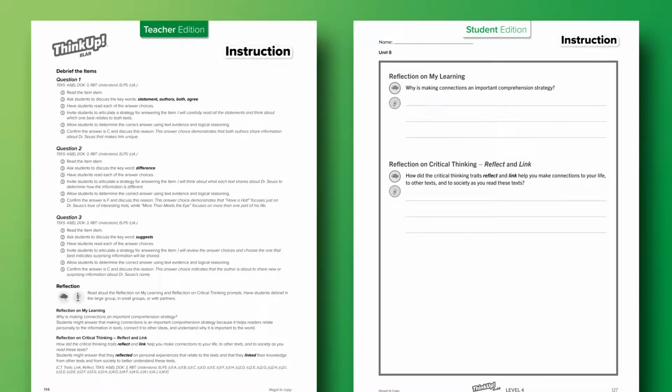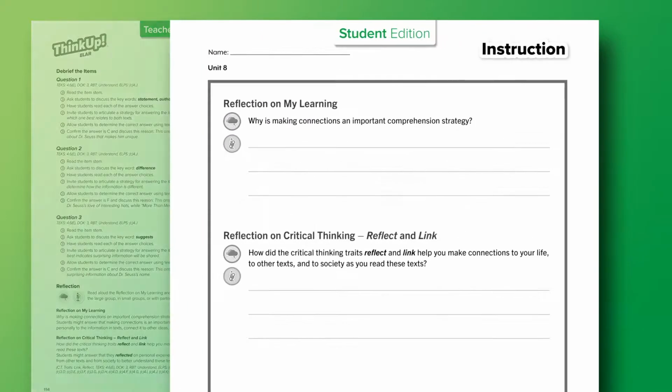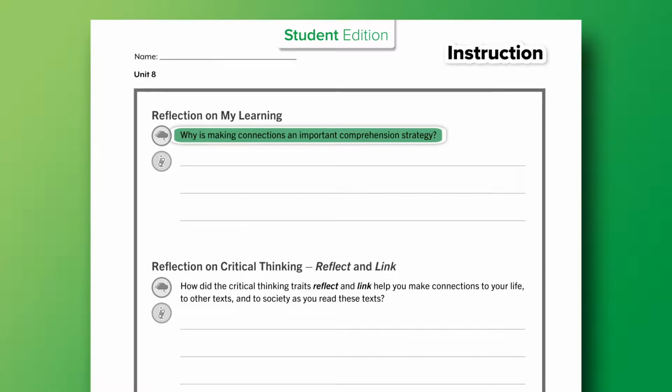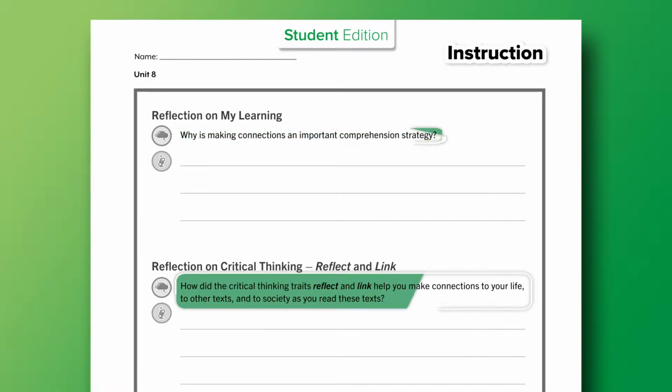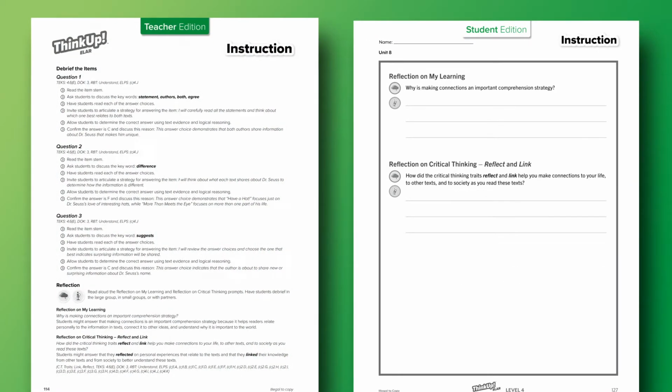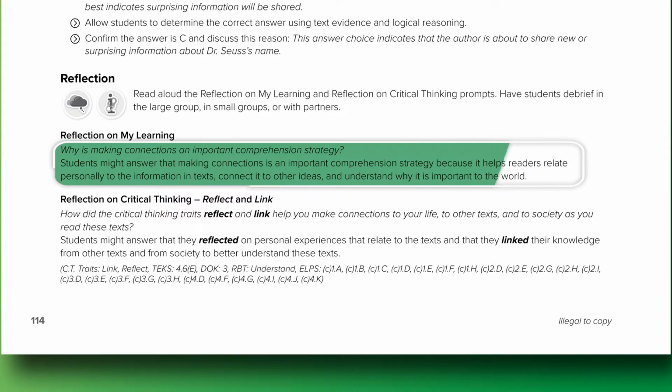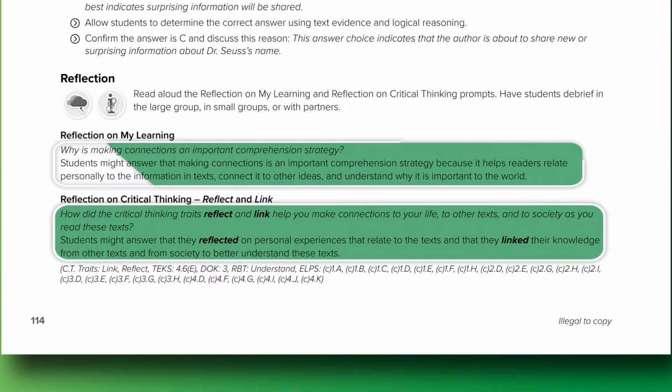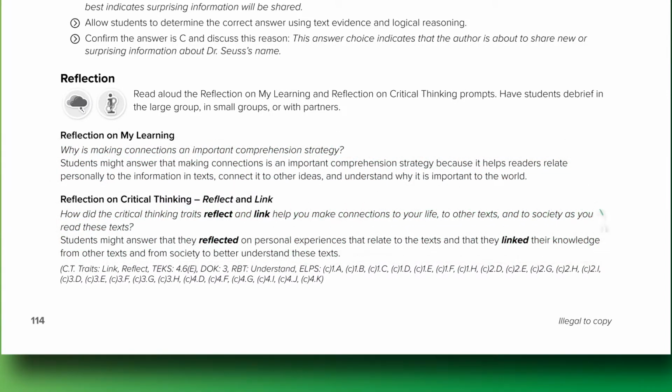Students are invited to reflect on their learning experience at multiple points during each unit. During reflection, students are invited to think metacognitively about their developing thinking processes and how their deeper levels of thinking are leading them to mastery. Students reflect both on the learning they have achieved as well as ways critical thinking practice is helping them reach new levels of understanding. Your Teacher Edition offers example responses should students need guidance until the reflective process becomes more comfortable.